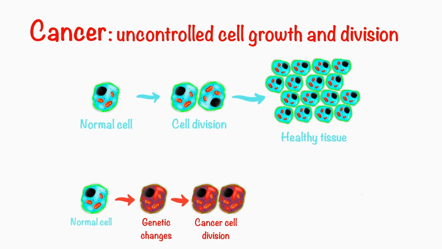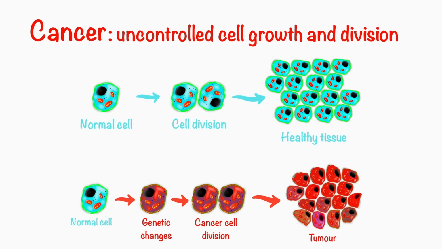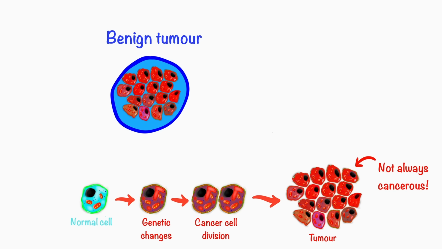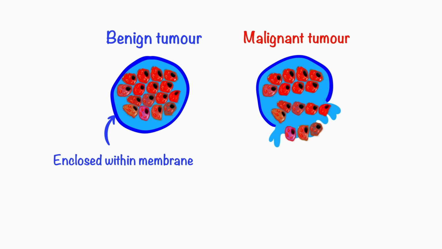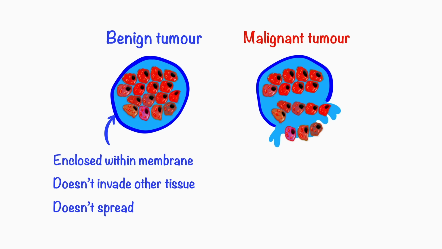When this happens, cells begin to grow and divide too much, forming a lump of cells called a tumor. Not all tumors are cancerous, though. They can be either benign or malignant. Benign tumors stay in one place, usually within a membrane, rather than invading other tissues. They don't normally spread to other parts of the body and aren't usually dangerous.